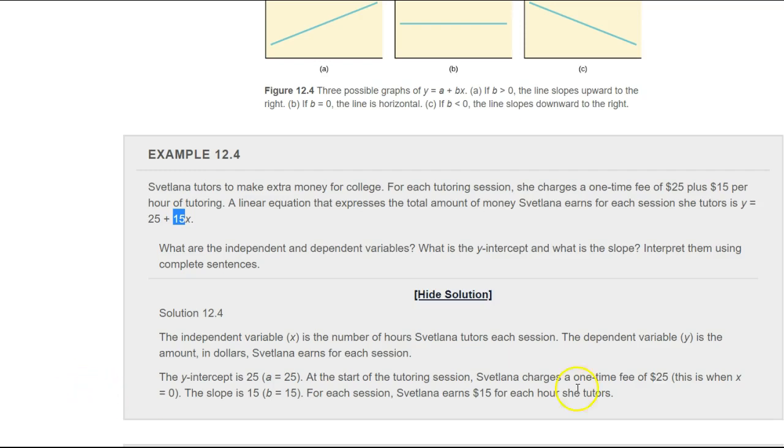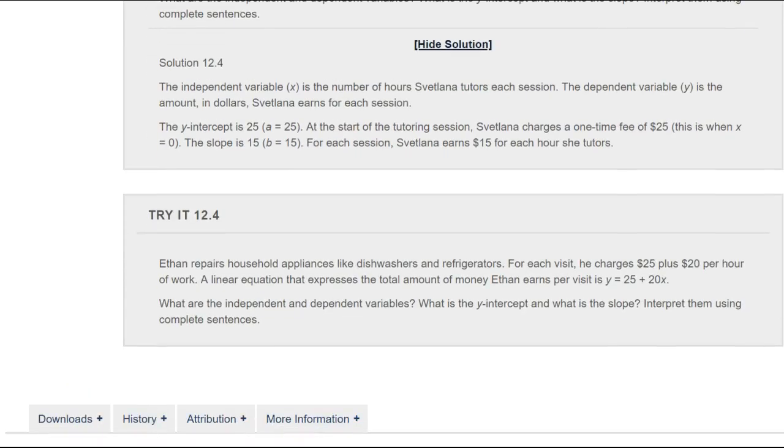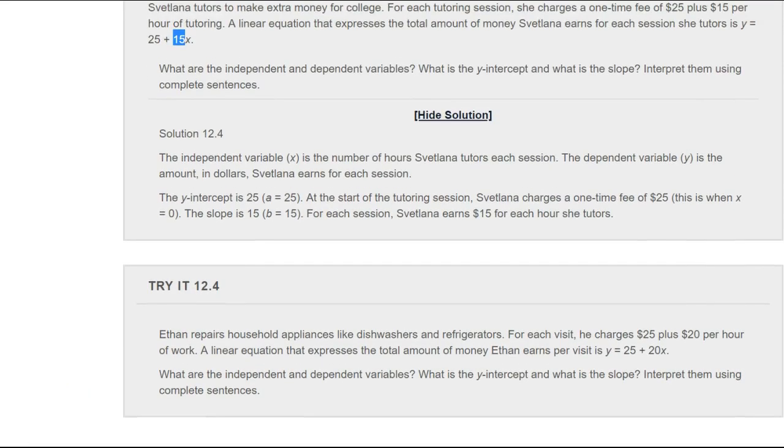Okay. So these are pretty straightforward. They're not too terrible when it comes to using our slope. If you've had experience with your y equals mx plus b, you could rewrite it in that way to make more sense to you.